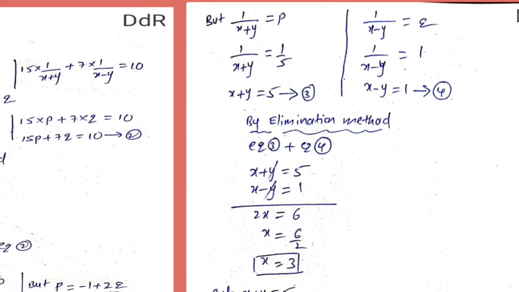But 1 by x plus y equal to p, p value 1 by 5, do cross multiplication, x plus y equal to 5. So here we got one linear equation with variables x and y. Next, 1 by x minus y equal to q, q value 1, do cross multiplication, x minus y equal to 1. So equation 4, it is also a linear equation with variables x and y. So to get the x and y answers, let us solve these two linear equations.